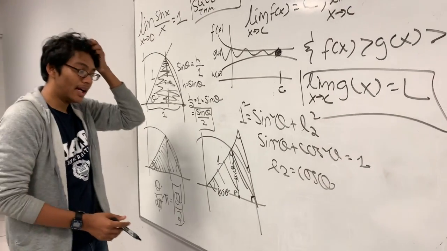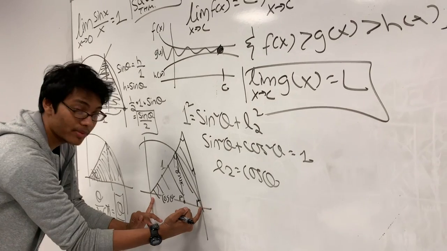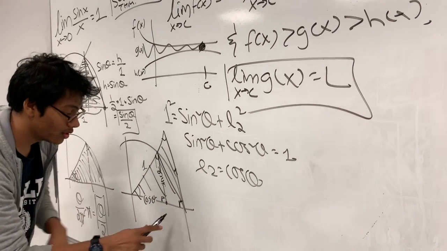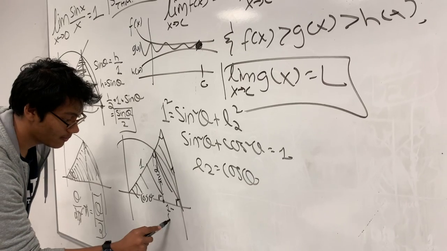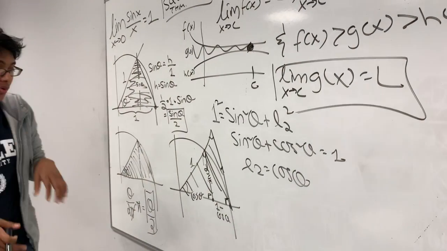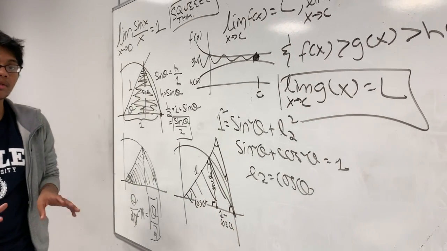Now recall that a unit circle has a radius of 1. So this whole leg will be 1. If this is cosine theta, then what's left over will be 1 minus cosine theta. Right, okay. So why did I put that? I put this measurement over here so that I can make similar triangles.